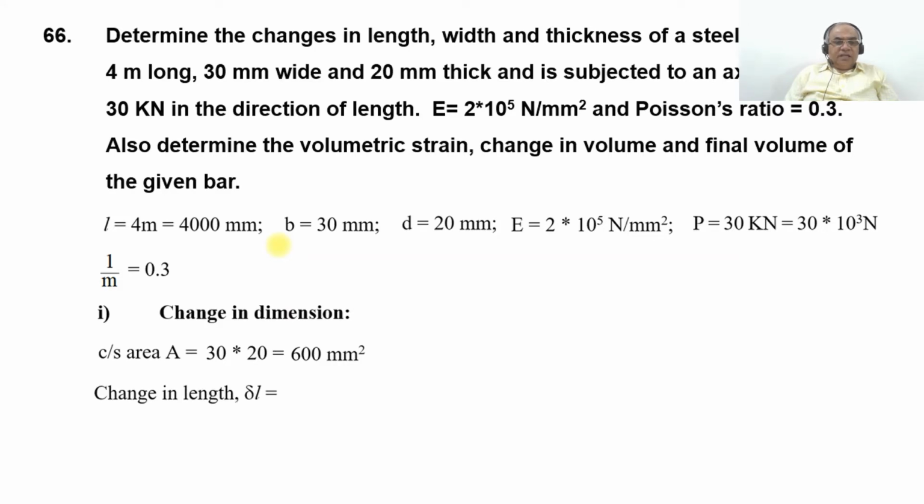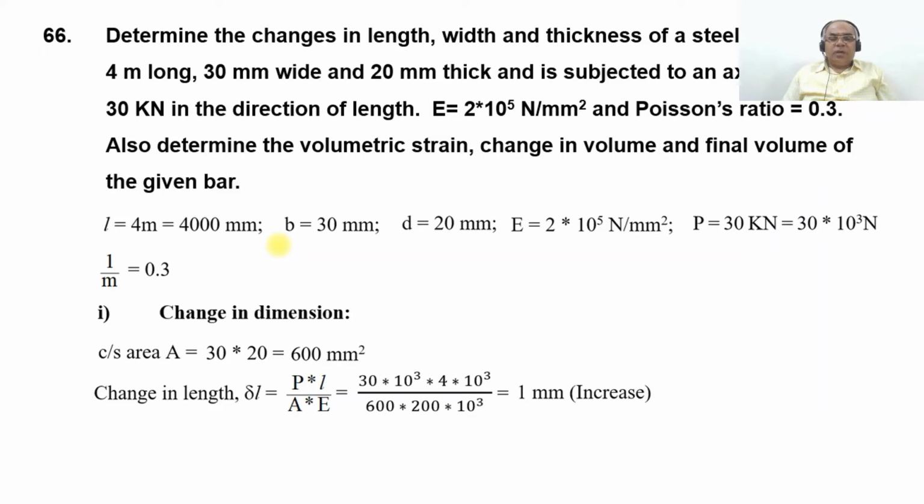What is the change in length? Delta L will be equal to P into L by A into E. So P is equal to 30 into 10 to the power of 3, into length, which is 4000, that is 4 into 10 to the power of 3, divided by area of cross section, which is 30 into 20, that is 600, into 200 into 10 to the power of 3, which is the Young's modulus. So substituting these values and on simplification, you are going to get a 1 mm increase in length.